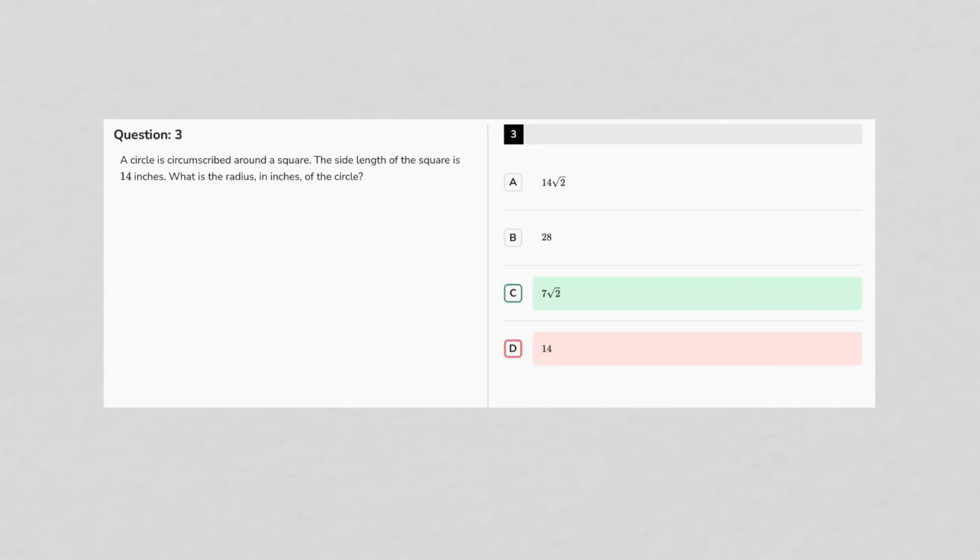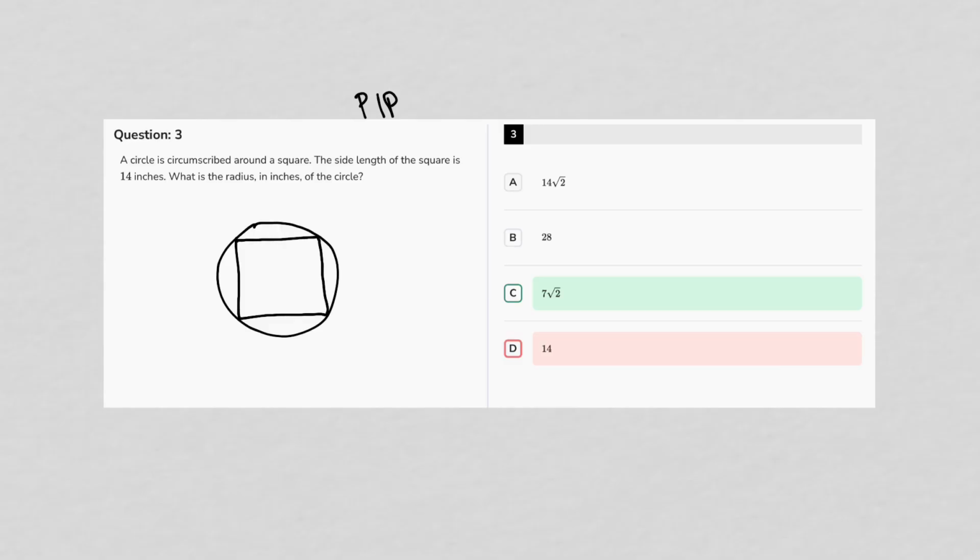So this question says a circle is circumscribed around a square. So this is going to be a plug-in picture question because it's describing something that can be drawn. So I'm going to draw the circle. Doesn't have to be perfect, by the way. I'm going to draw the square inside the circle.